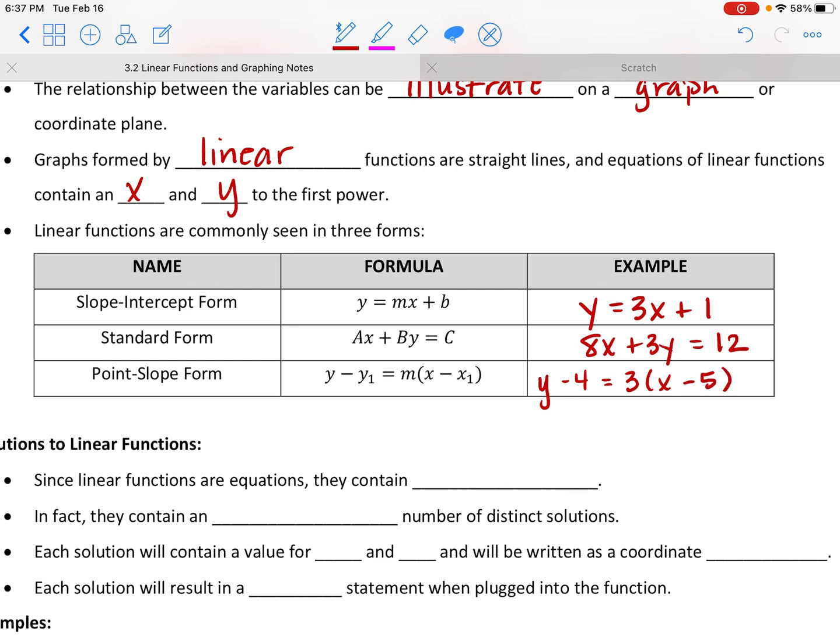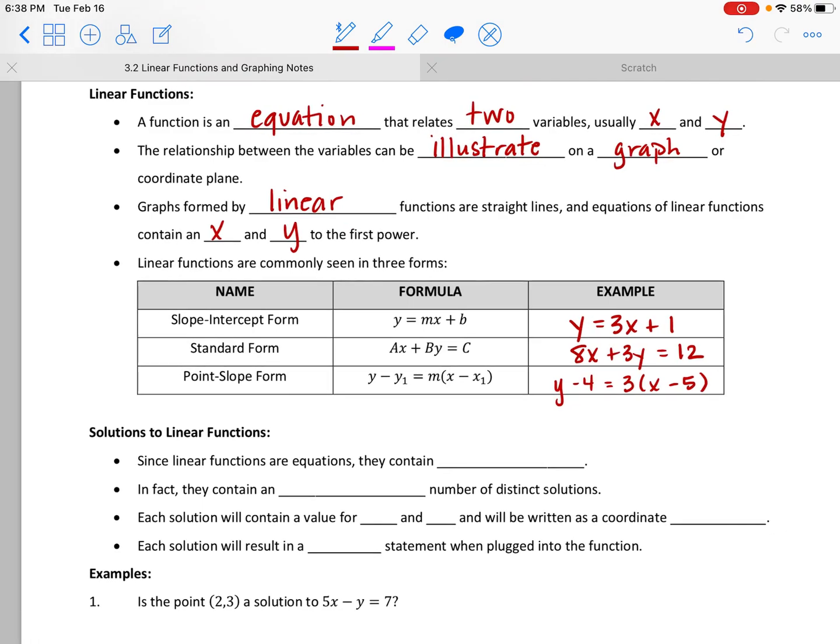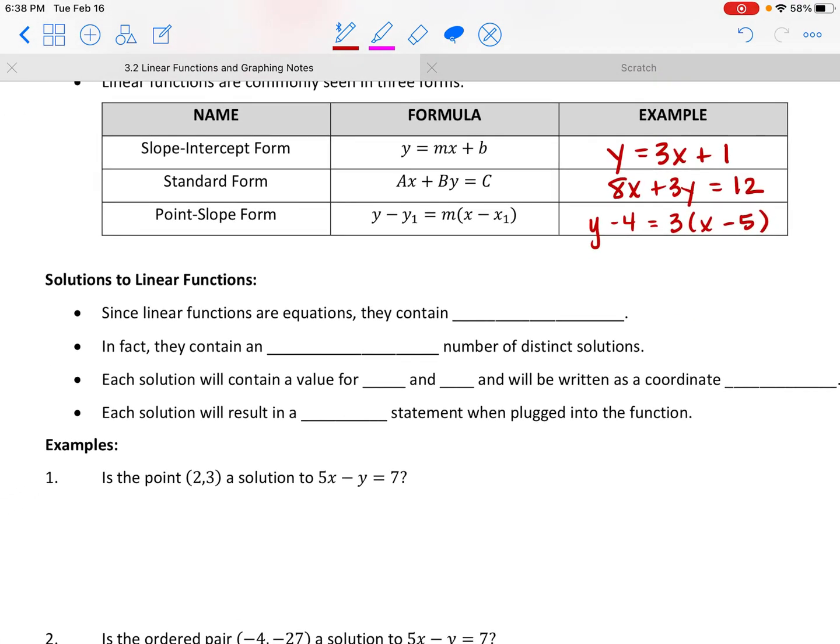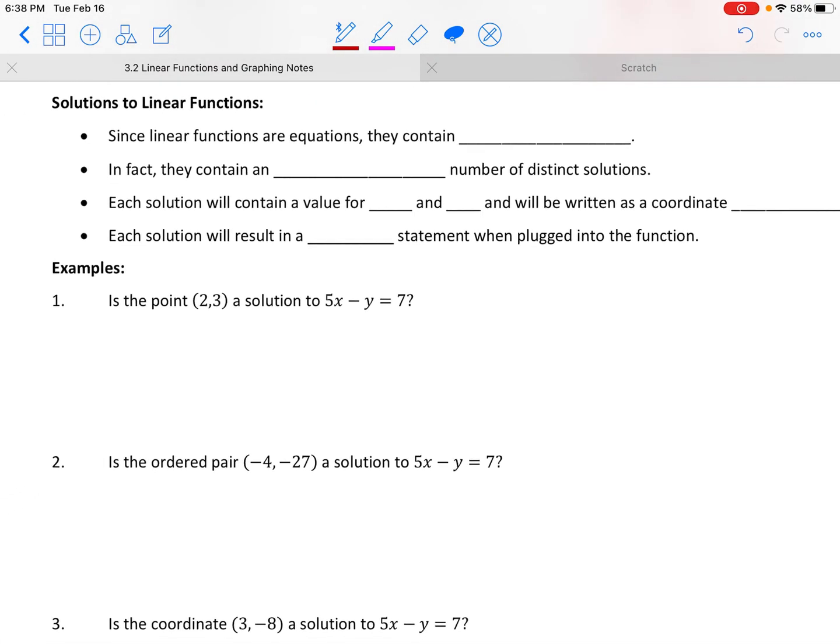Okay? So these are actual examples of how they might look when the variables in our formulas are replaced. But again, notice all of them have an x to the first, y to the first, and that equal sign. Okay, so before we get to graphing, which is the goal, to put some points on a coordinate plane, let's talk about solutions to linear functions.